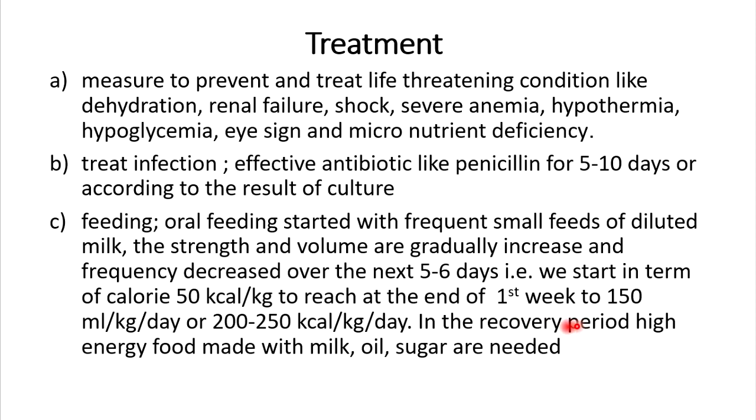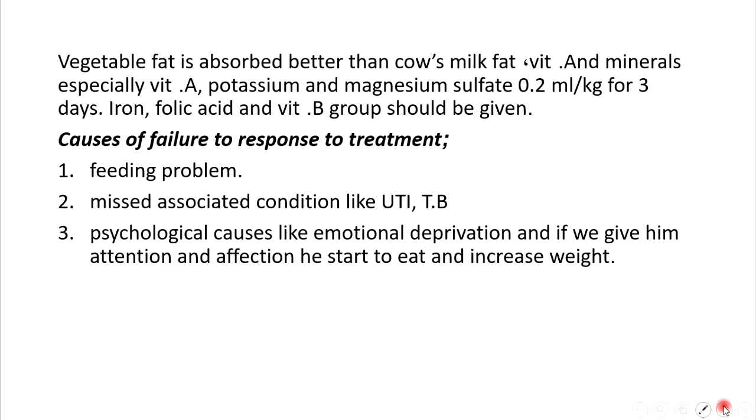Now in the recovery period high energy food made with milk, oil, sugar are needed. Vegetable fat is absorbed better than cow's milk fat. And we give vegetable fat better. Vitamin A or other vitamin and minerals, especially vitamin A, potassium and magnesium sulfate, 0.2 ml per kg for 3 days. It is important. Give iron, folic acid, and vitamin B group should be given.